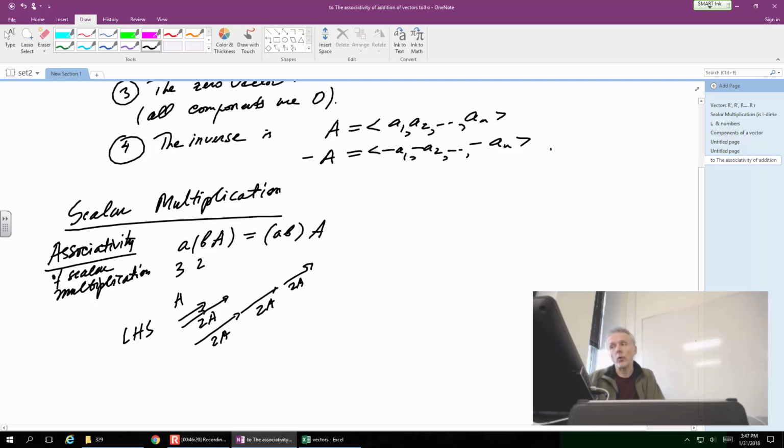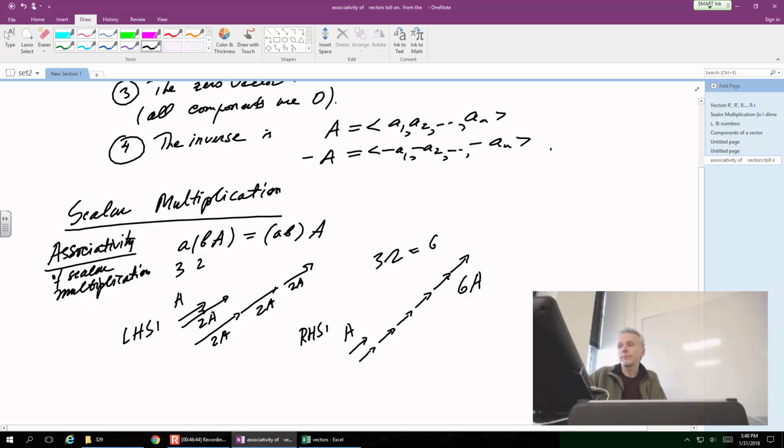Or what do I do on the right? I take my 2 and 3, and first multiply them, getting 6. And only then do I finally multiply the vector by 6. So I have the vector just 6 times. So this is 6A. This is the left-hand side, and this is the right-hand side. Needless to say, the outcome is the same.